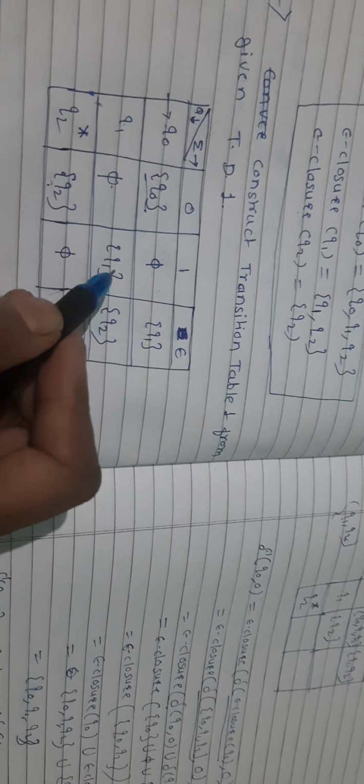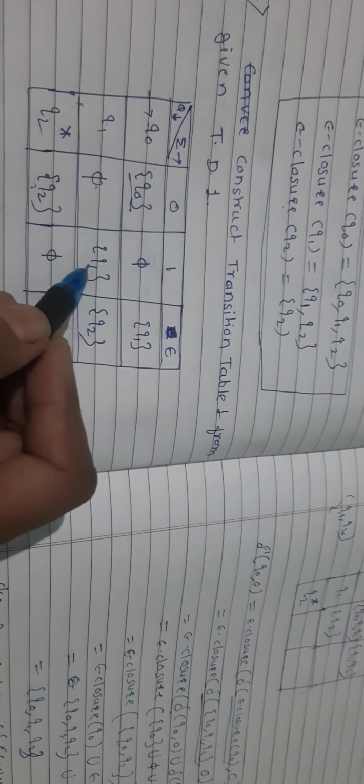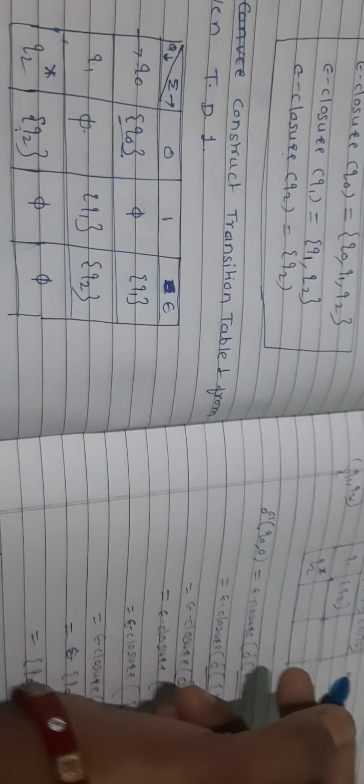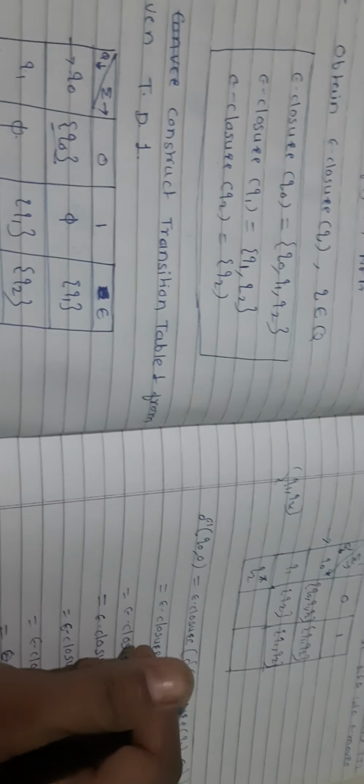Then for the symbol 1, what is the union of these two? That is nothing but Q1. And what is the epsilon closure of Q1? Q1, Q2. So write here Q1, Q2.